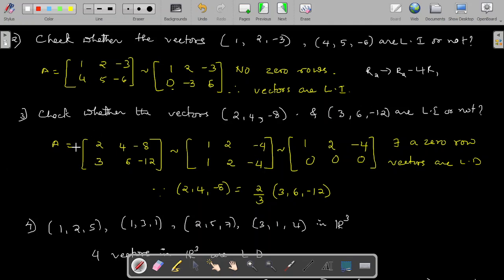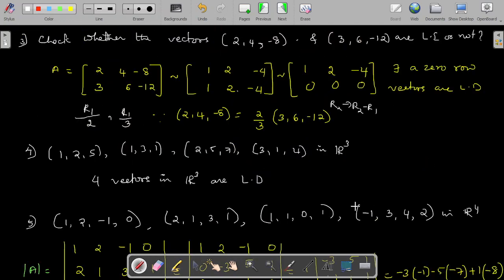Or else, form a matrix with the given vectors as its rows. Now 2, 4, minus 8. What I'll do is divide the first row by 2 and the second row by 3. So you'll get 1, 2, minus 4, and 3 by 3 is 1, 6 by 3 is 2, minus 12 by 3 is minus 4. Now I'll apply the operation R2 changes to R2 minus R1. So 1 minus 1 is 0, 2 minus 2 is 0, minus 4 plus 4 is 0. There is a 0 row in the echelon form of the matrix. Therefore, the given vectors are linearly dependent.